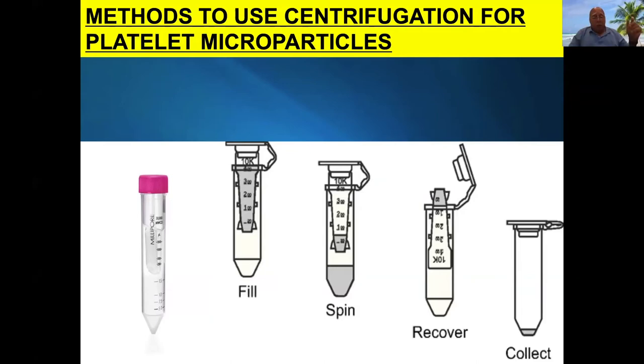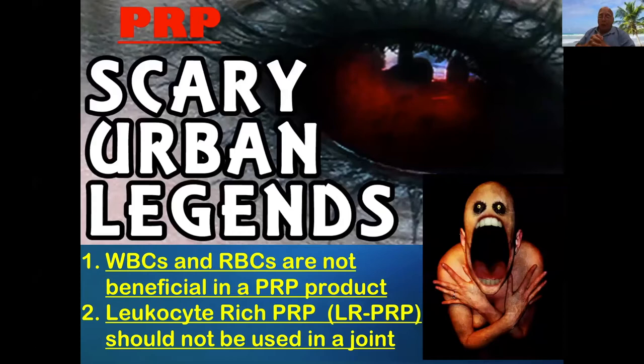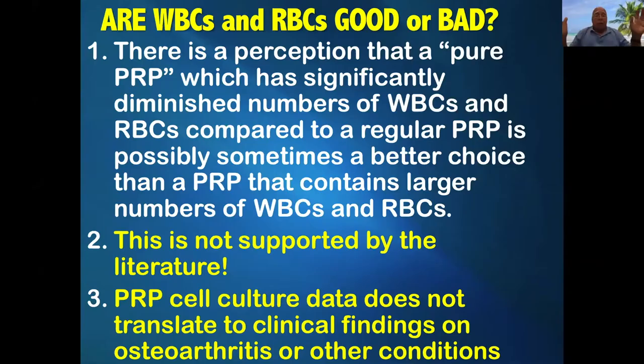All right, now, what I want to get into is what I call the urban legends of PRP and things like that. For instance, there's a real misconception, so to speak, that leukocyte-rich PRP should not be used in a joint. And I want to show the science as to why that is. Now, the perception is that pure PRP, which is leukocyte poor, can basically make things work better, particularly in a joint. Sometimes some people will admit it works better in a tendon. But let me tell you, this is really not supported by very much literature of using a leukocyte-poor PRP in a joint. And we're going to get into that as to why.